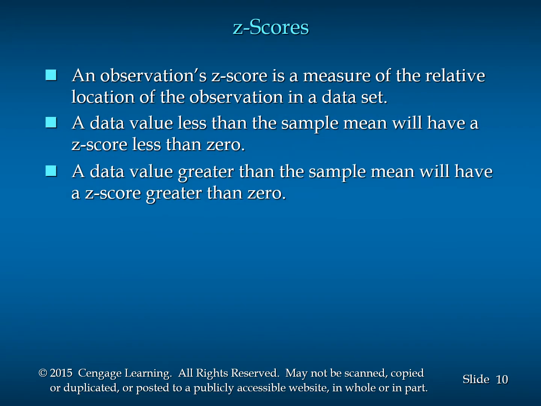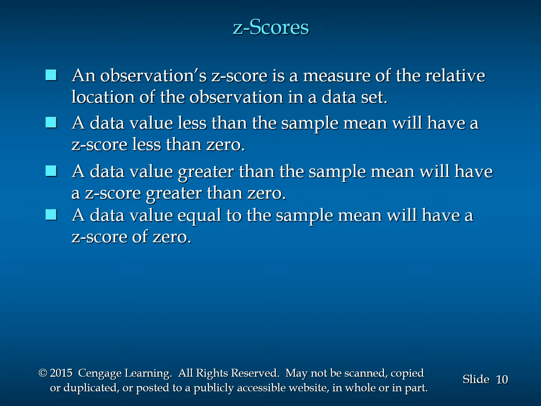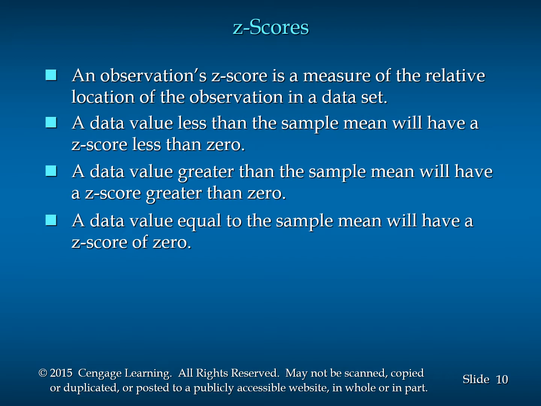A negative z-score indicates a data point that is less than the mean. A positive z-score indicates greater than the mean. And a data value equal to the mean will have a z-score equal to 0.